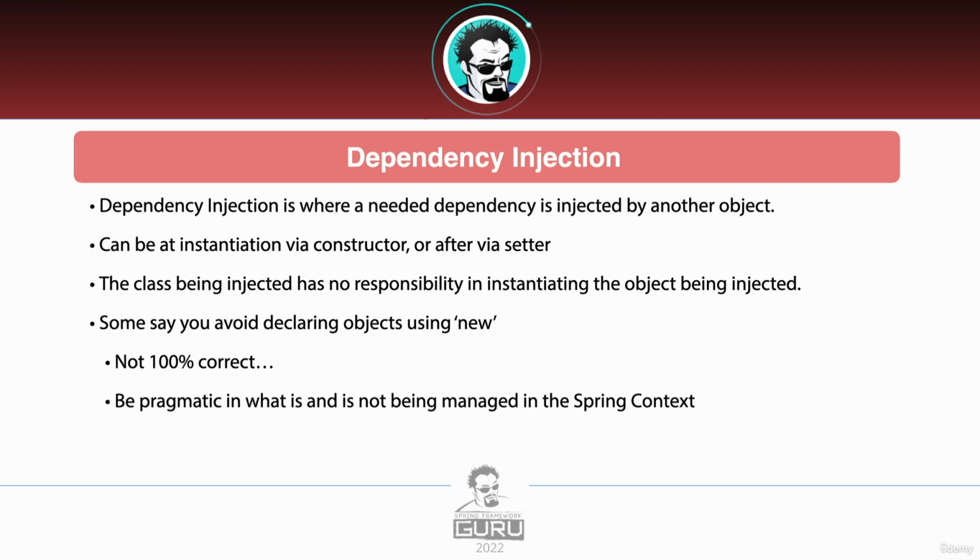Some people say that you avoid declaring objects using the word new. I've seen newer developers believe that this is a rule that you need to work by. And I say this is not 100% correct. There are going to be instances where you do create a new object. Just when you start getting into dependency injection, be pragmatic in your approach of what is and is not being managed in the Spring context. You don't need to manage every single object in the Spring context. So be pragmatic in the approach of using dependency injection. It is a powerful tool, but it can also be overused.